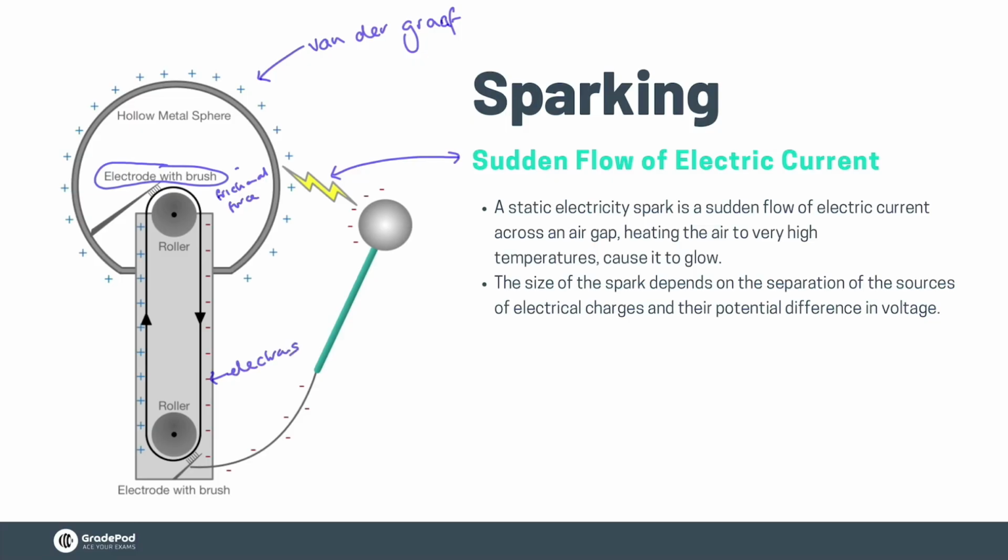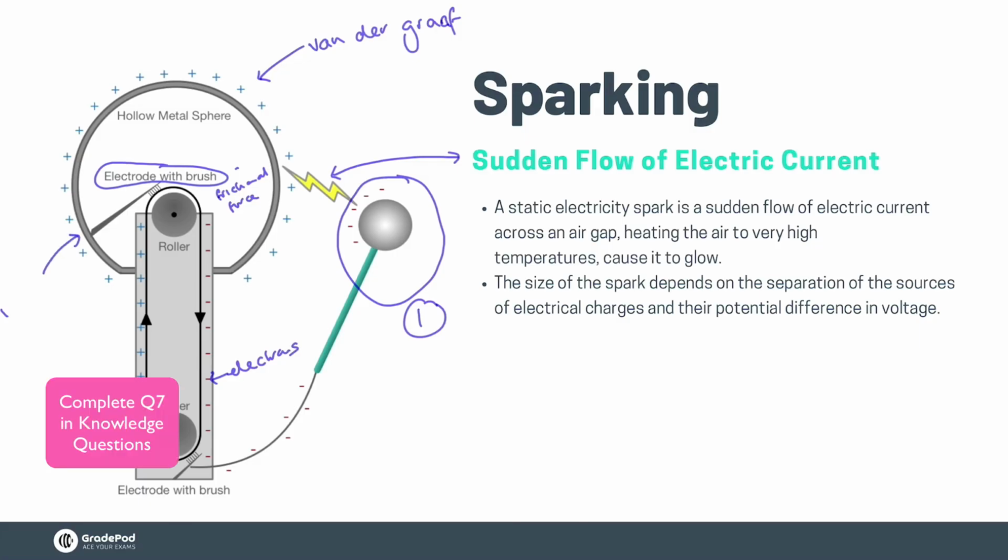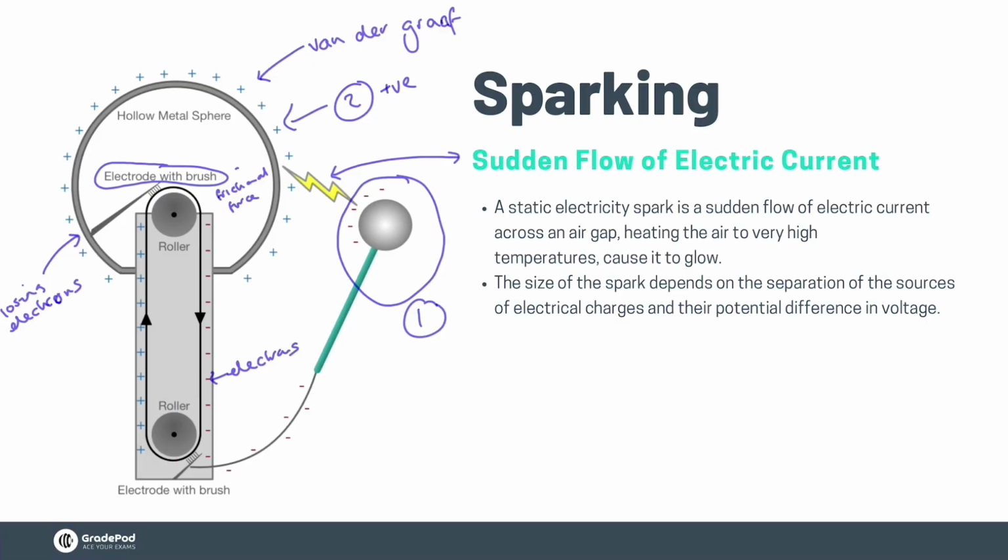And those electrons are transferring into this system here, system 1. By gaining the electrons from the brush, that means that this is losing electrons, which means it becomes positively charged. So this area here, number 2, is positive. There's a potential difference, a difference in the amount of charge between the hollow metal sphere and position 1.